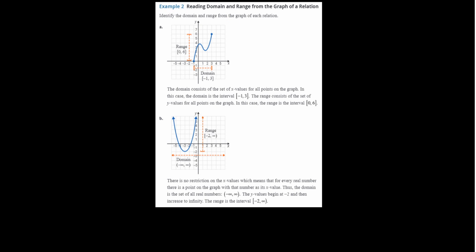That's the domain. So the domain is going to be negative infinity to infinity. The range, right? Well, where does this graph exist vertically? What exists down here at negative 2 all the way to infinity. So you can imagine taking this blue line and smushing it against the y-axis, and then you can see that it goes from negative 2 to infinity.